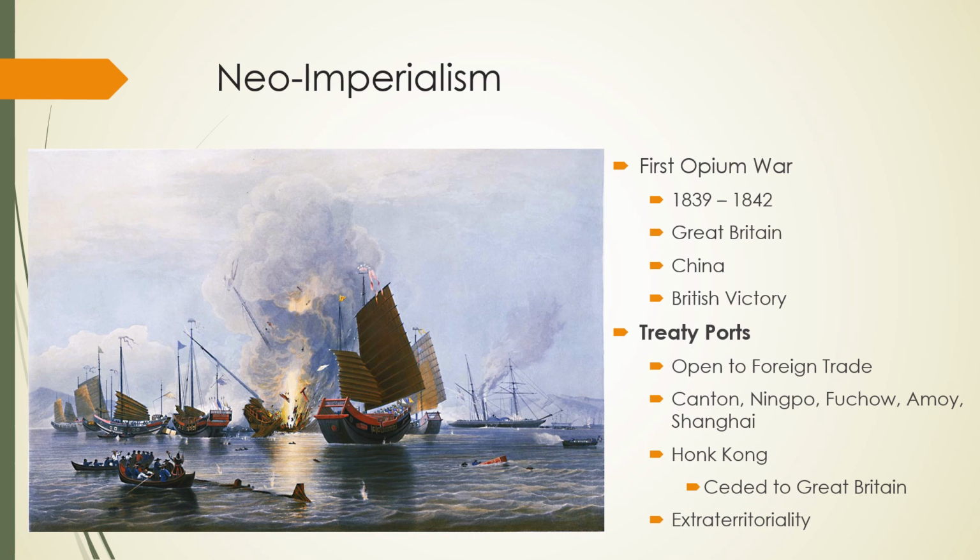They also have a condition called extraterritoriality. So if you are a Westerner in one of these treaty ports, you are not subject to Chinese law enforcement officials. You would have to be arrested by officials from your nation. Chinese officials would have no authority over you. You also see here that Hong Kong becomes part of Great Britain after this war. So Hong Kong is a British colony from this point forward.